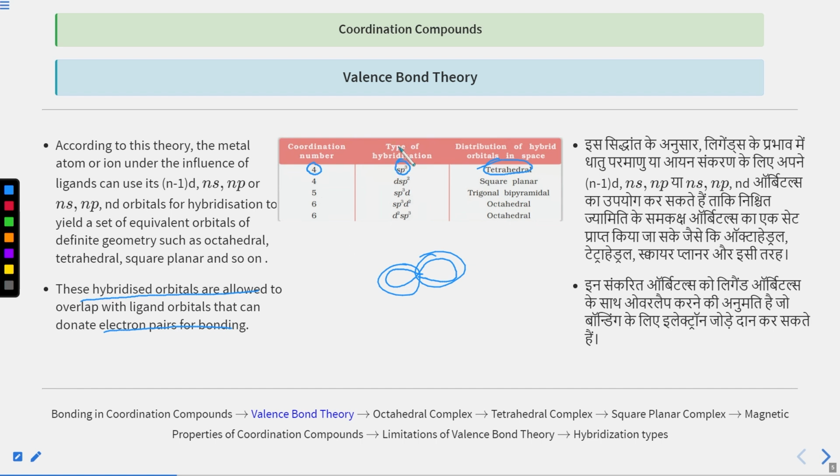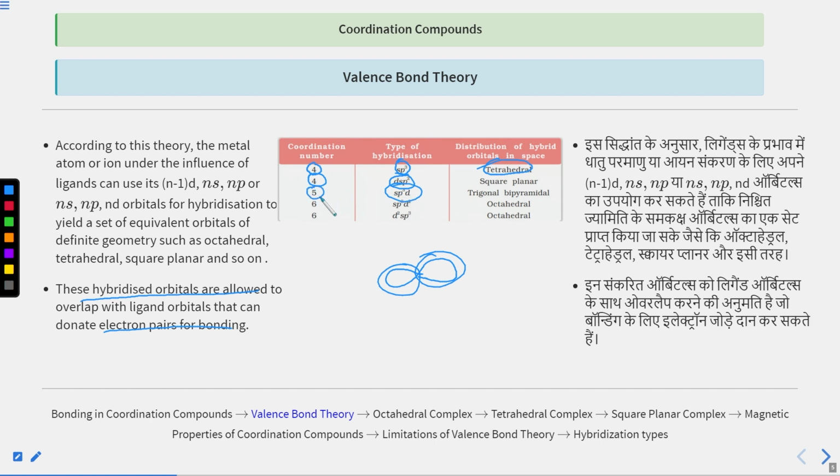Clear? Similarly, if we talk about dsp2, that is 1 d, 1 s and 2 p orbitals. Now this should be very clear. If 4 orbitals are overlapping, then this will result in a degenerate set of 4 orbitals only. It means the initial and final number of orbitals will be the same. So 4 orbitals are combining, they will result in 4 orbitals. These 4 orbitals will be combined, they will not be far apart.